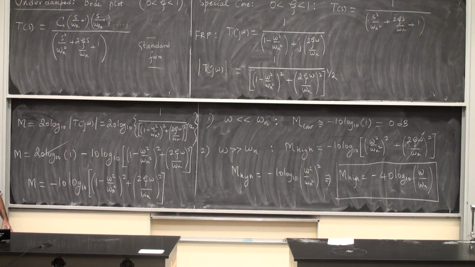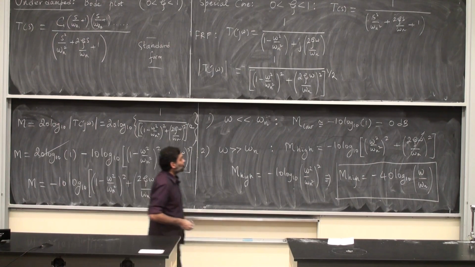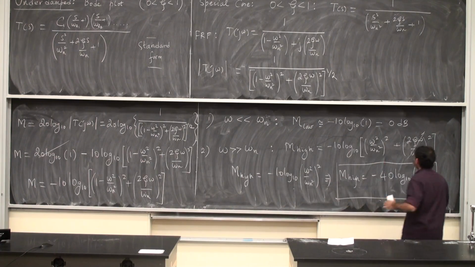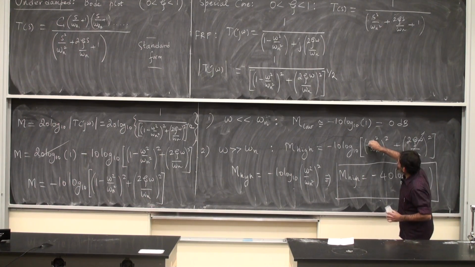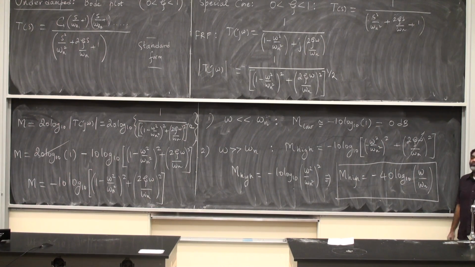Quick question. Where did the minus sign go for the omega squared over omega n? Oh, which one? When you were doing M high, the first. Oh, you can put a negative sign, but I'm squaring a negative number. Becomes positive. Okay?